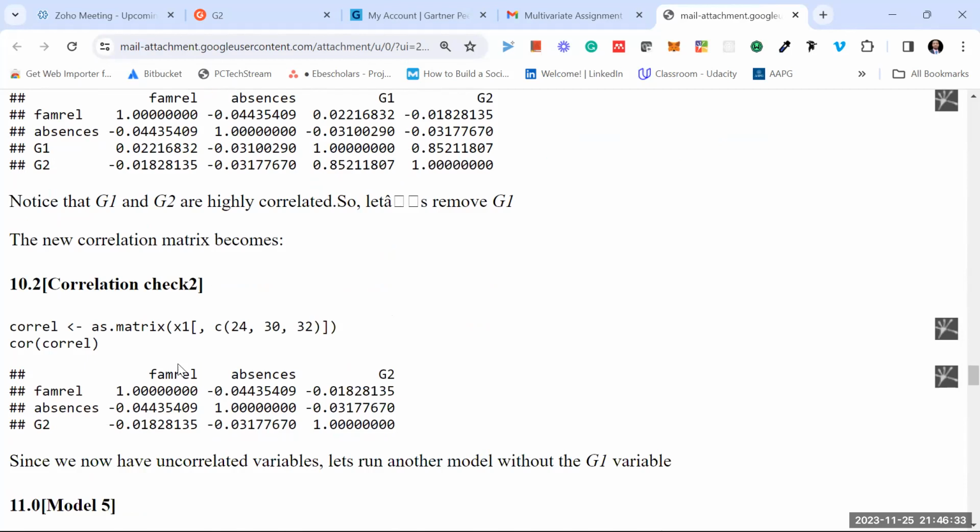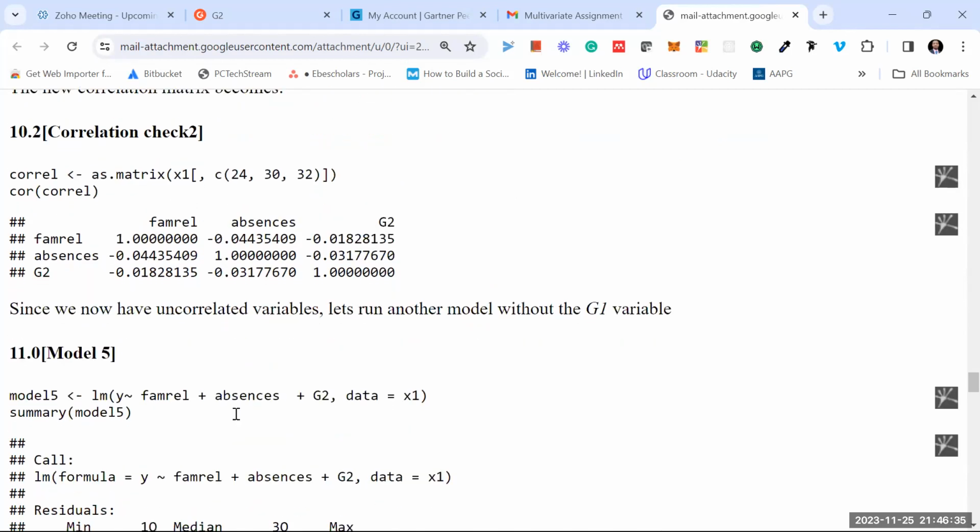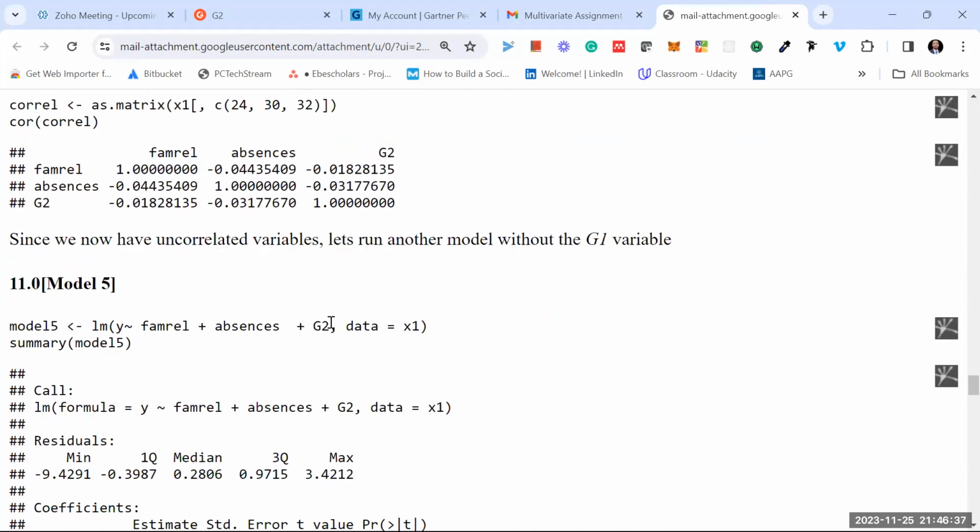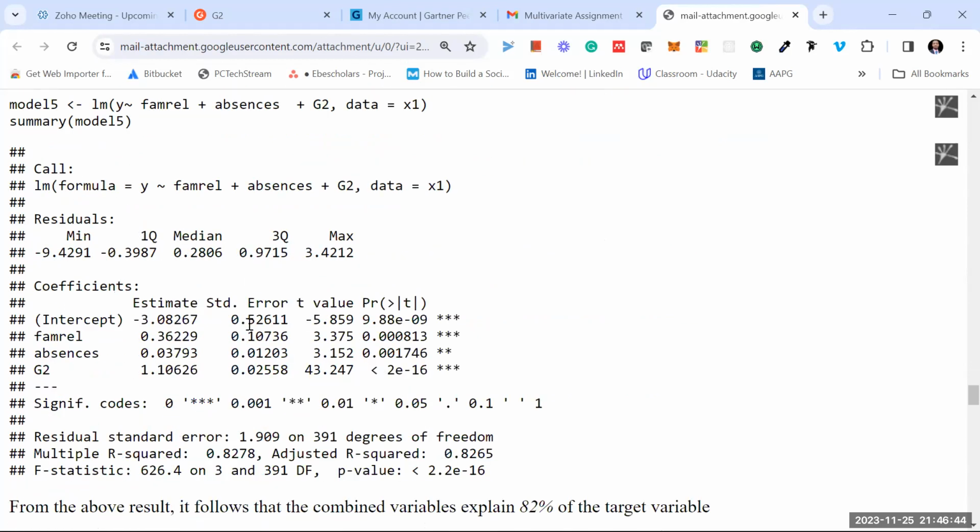So we now have to perform one more model, model 5. Since G2 and G1 are correlated, why should you use two of them? It doesn't make sense. You are using just one of them. They are well correlated.